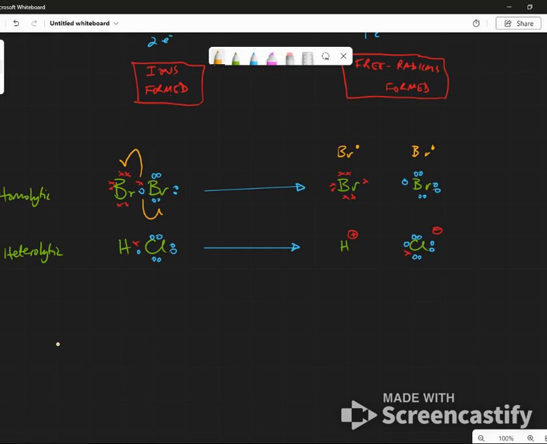So that's the use of half heads. And now the full head, both electrons go onto the chlorine. That's a full head curly arrow. These 2 are half heads, 1 electron. This one is a full head, 2 electrons. And that's why we get heterolytic and homolytic. And this is why we get free radicals. And this is why we get ions. So I think we're all good there.